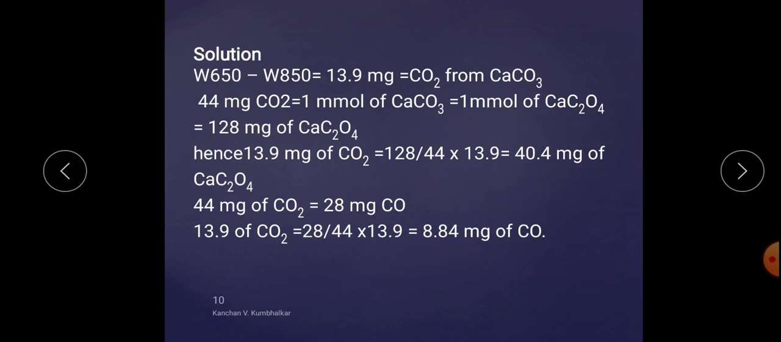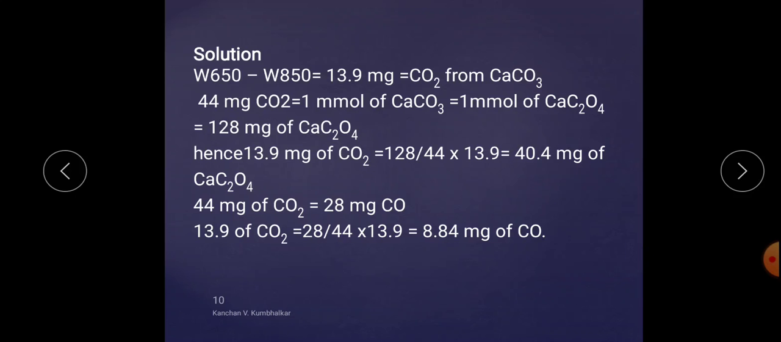Means if 1 mole of CO2 has been lost from 1 mole of CaCO3, which has been prepared from 1 mole of calcium oxalate, that is CaC2O4. Means simply, in the first reaction, 1 mole of calcium oxalate monohydrate gets converted into 1 mole of calcium oxalate anhydrous, then it gets converted into 1 mole of calcium carbonate, and it again gets converted into 1 mole of CO2.